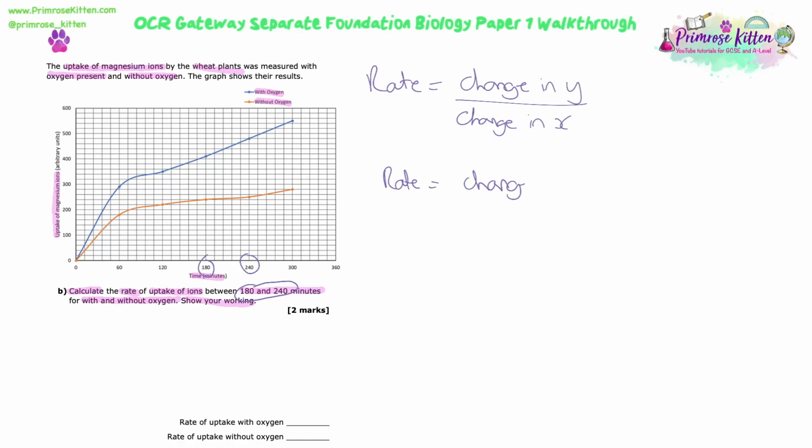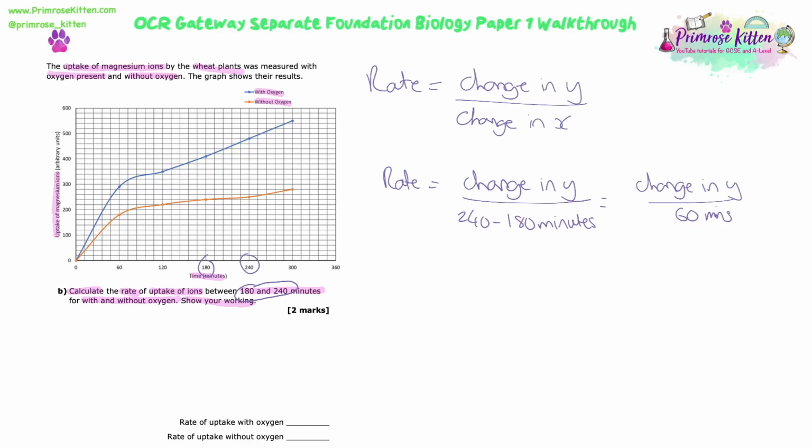They've helpfully given us our change in x, really, because they're telling us to just focus on the 180 to 240 minutes. So we just need to work out the difference between these two numbers, and that gives us our change in x. So what was the change in time? How much time passed in our x-axis at the point we're looking at? So if we do 240 minus 180 minutes, we get 60 minutes. So our change in x for both with and without oxygen will be 60 minutes on the bottom. So now we just need to work out the change in y for each line on the graph.